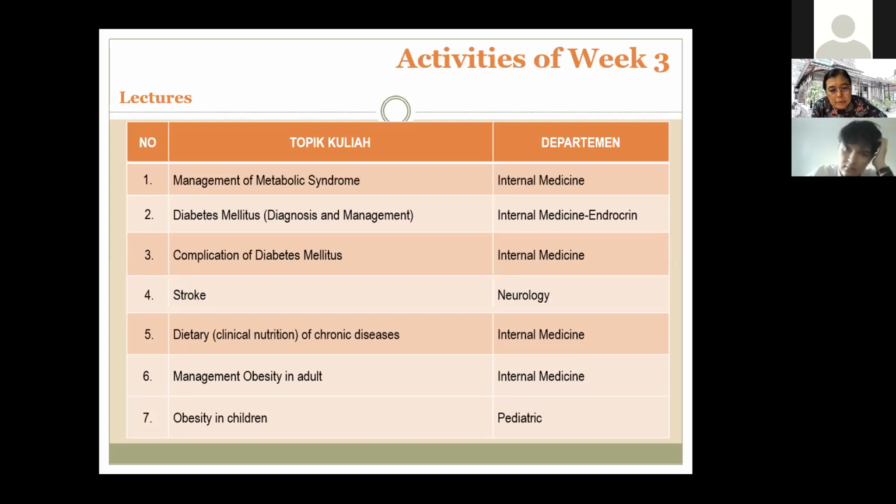We have several lectures. First, the management of metabolic syndrome from internal medicine, diabetes mellitus, complications of diabetes. This is all internal medicine. Stroke, the next disease, from neurology, dietary management of chronic diseases in internal medicine, management of obesity from internal medicine, obesity in children from pediatrics. Actually, I know this is from the 10 blocks found in pediatrics, C3 or C4. Maybe pediatrics is C4 or C3.